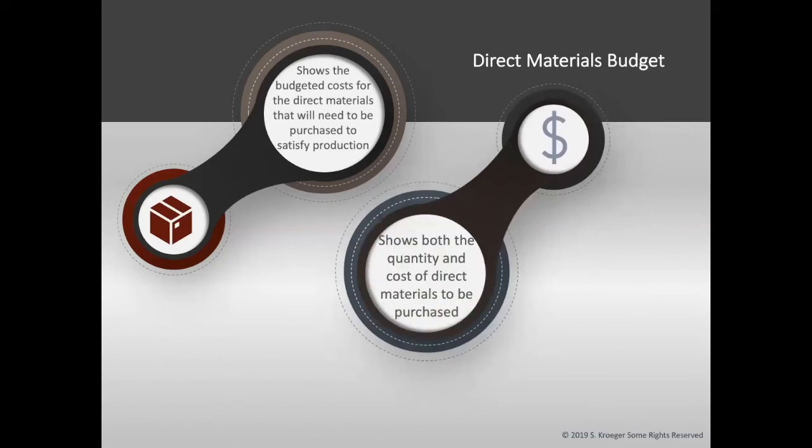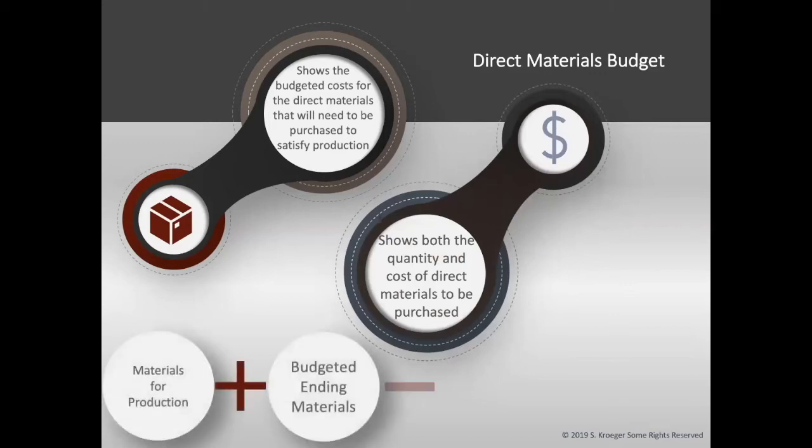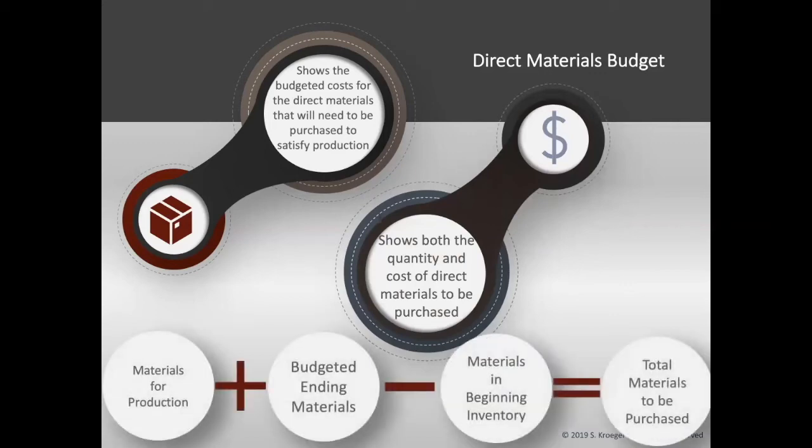This budget will show us both the quantity, how many materials to buy, and the cost, how much it will cost us for these materials. The formula is the materials required for the production plus the budgeted ending materials minus the materials in the beginning inventory. Very similar to the last budget we did.